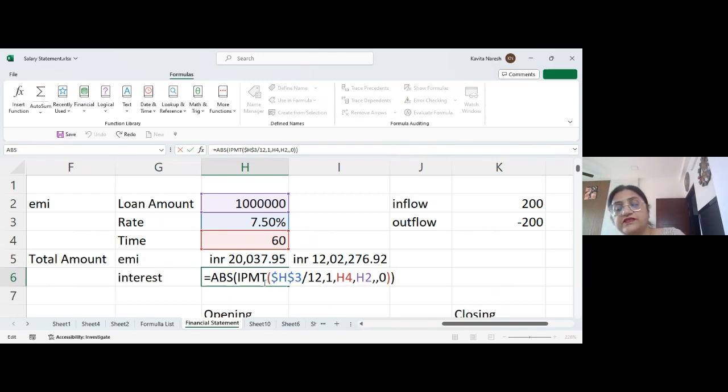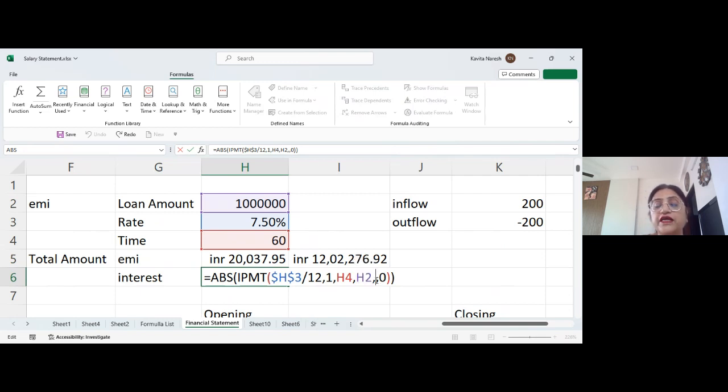The first argument is rate, that is fixed. And same, we have to convert it into a monthly rate, so divide by 12. The second argument, again a very important argument, is period: for which period you want to calculate the interest. The third argument is again the time, that is N per. Recently we understood what N per is. And then H2, that is PV, the present value of your loan amount. Maybe it is given as a negative value, but no matter whether it is given as negative or positive, because we use the ABS function.